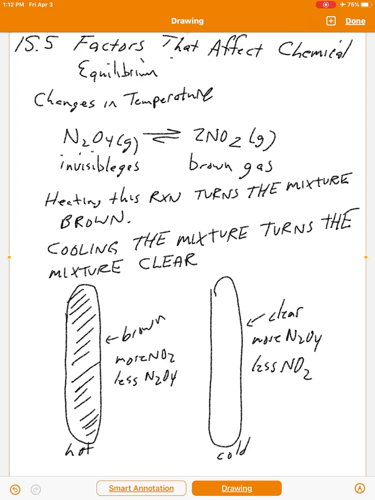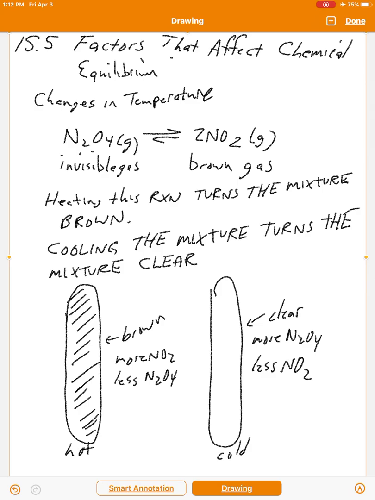Now, obviously, if the temperature were in between, it would be in between and it would be a little bit brown, right? But we can make it extreme by making it really cold or really hot and see where its color is going to be. Okay? This tells us that temperature has an effect on equilibrium, right? Temperature is affecting equilibrium. In fact, it's reversible. I could put it in the refrigerator and it would turn clear.